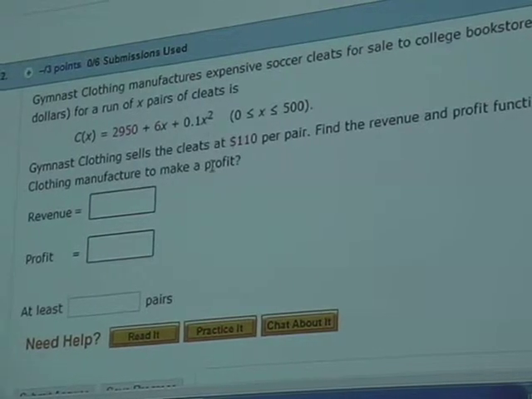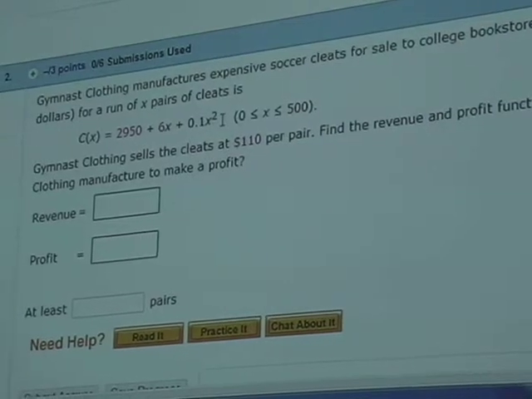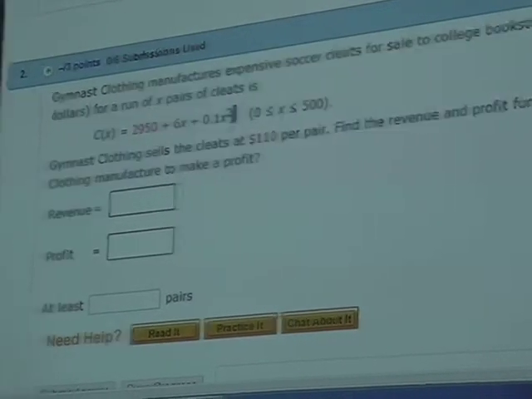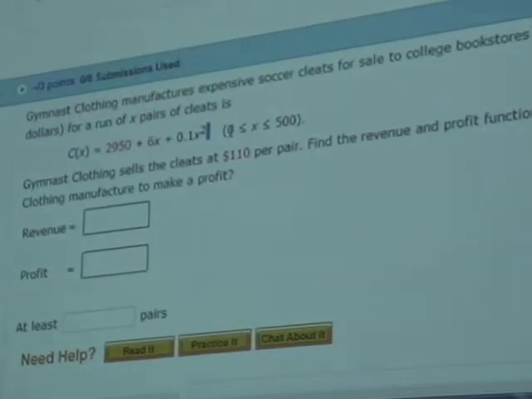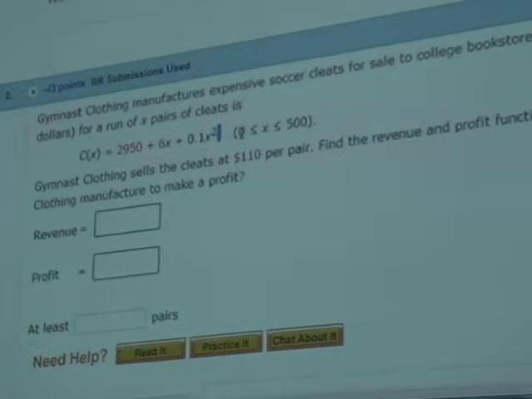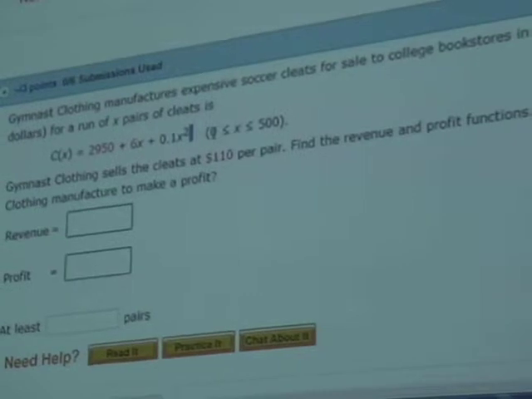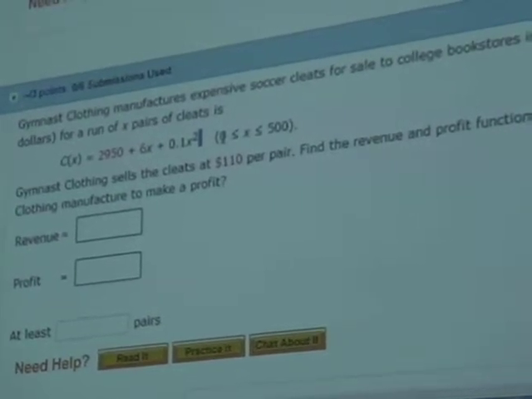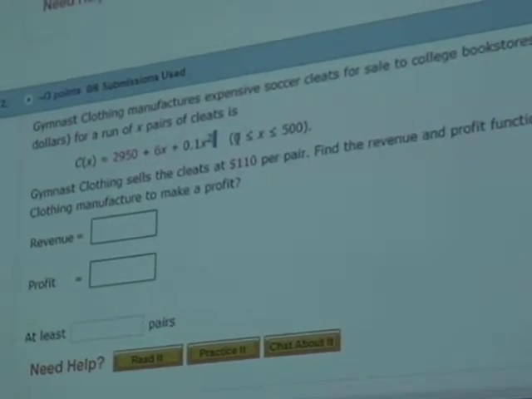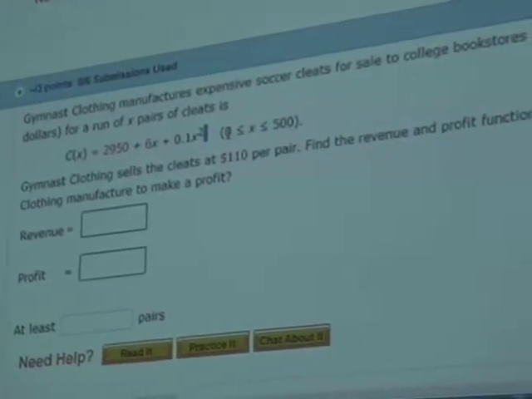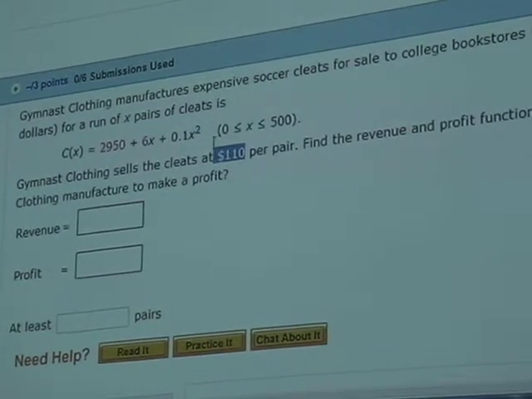Now, here's another piece of info. So this is the cost function. By the way, what's the fixed cost here? 2950, right? And what's the variable cost? 6x plus 0.1x squared, right? Okay, so they would have the fixed cost and the variable cost.